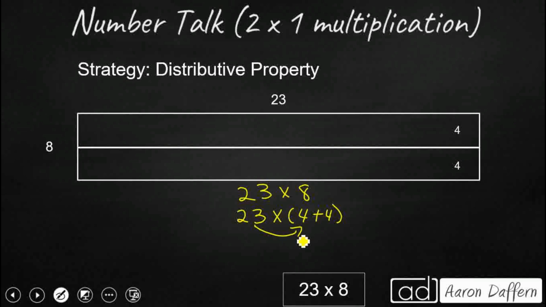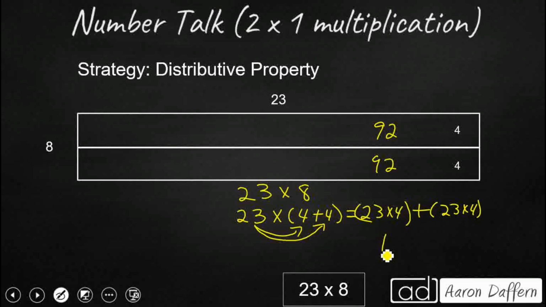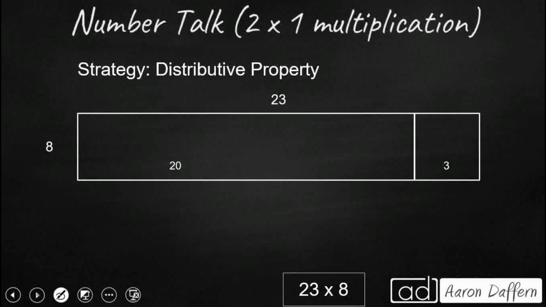Now I'm still going to multiply 23 times 8. I'm just going to do it in two chunks, a 4 and a 4. And that's going to let me break it apart into some partial products. So 23 times 4, that's what I'm going to do first. And so that's going to give me 92. That's a little bit easier to multiply than 23 times 8. Then I do it again, 23 times 4 gets me another 92, and that's going to get me 184. So hopefully that's the answer you came up with.